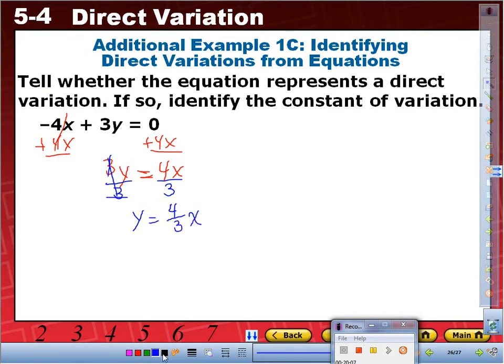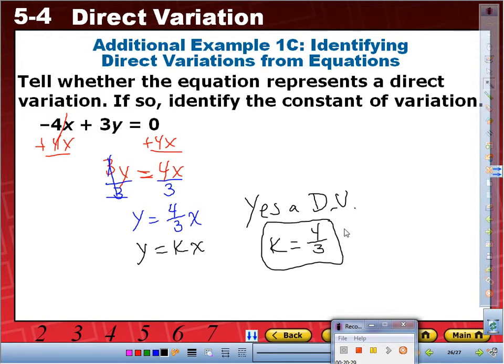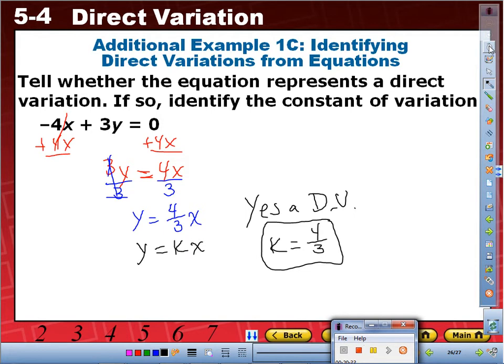Step 1 is done. Step 2, identify if it's direct variation. Let's see. y equals kx. Does it look like this? Yes, so this is, yes, I'm just going to write DV for direct variation. And what is my constant variation? K equals 4/3.